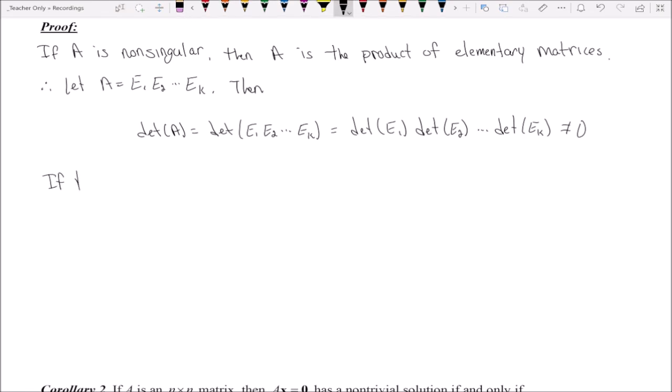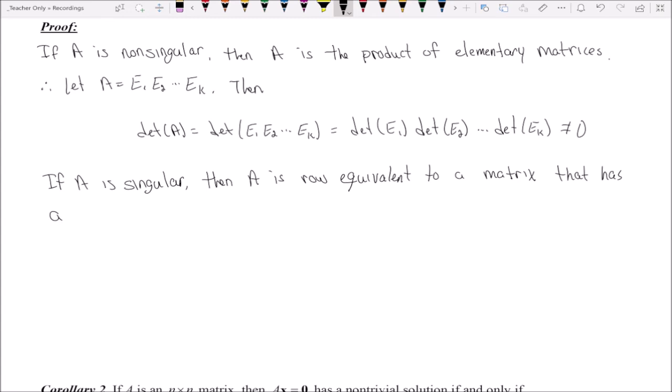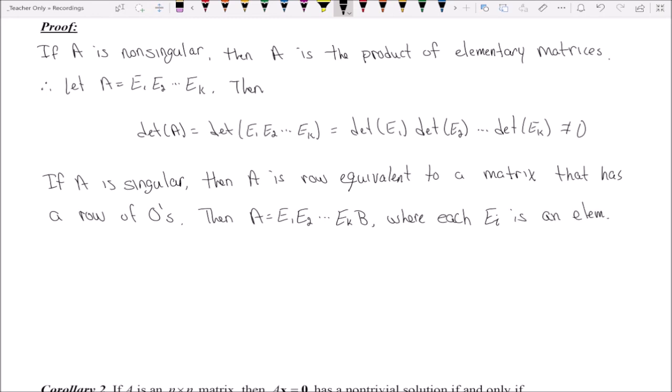If A is singular, then A is row equivalent to a matrix that has a row of zeros. Again, because we're dealing with a square matrix. Then A is equal to E1, E2 up through EK times a matrix B, where each EI is an elementary matrix.